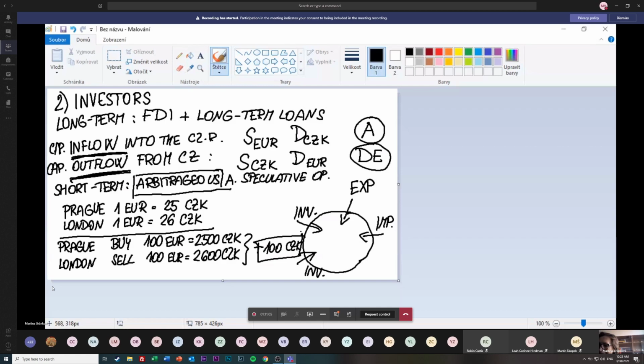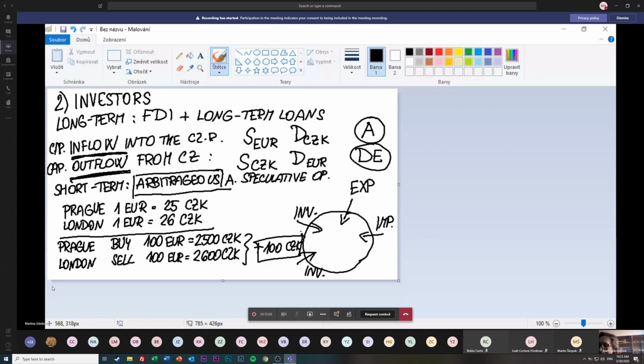In reality, there are differences of 0.000 somewhere at the decimal places. So there is a very small difference, but the investors don't move 100 euros, they move billions of Czech crowns or billions of units. So then you can have also some profit. But it's not the finish.